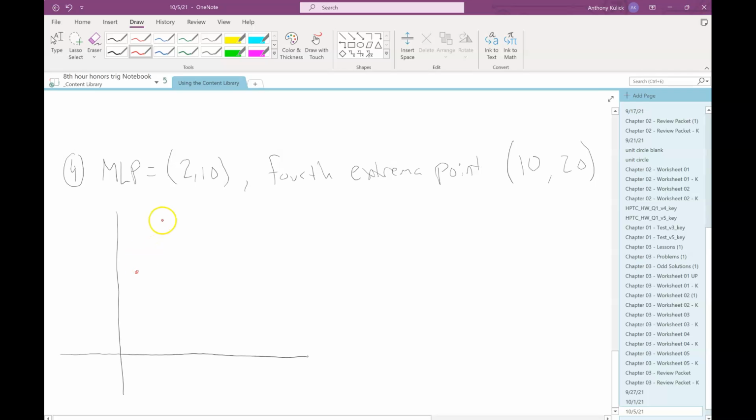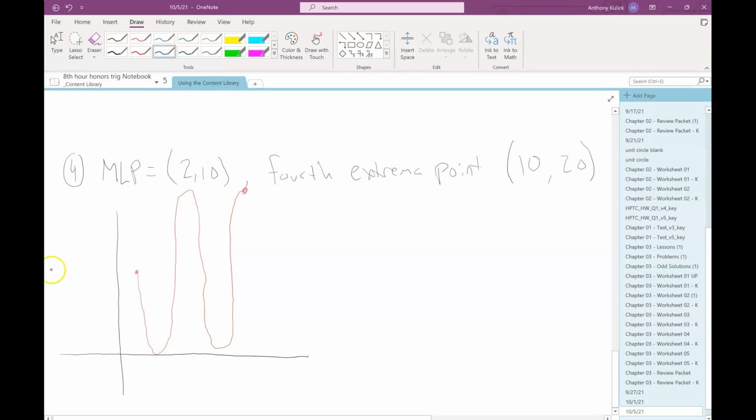So if I do max as my first, min as my second, max to be my third, that doesn't work. So I know it should be min, and then max, and then min, and then max. Everybody agree with that?